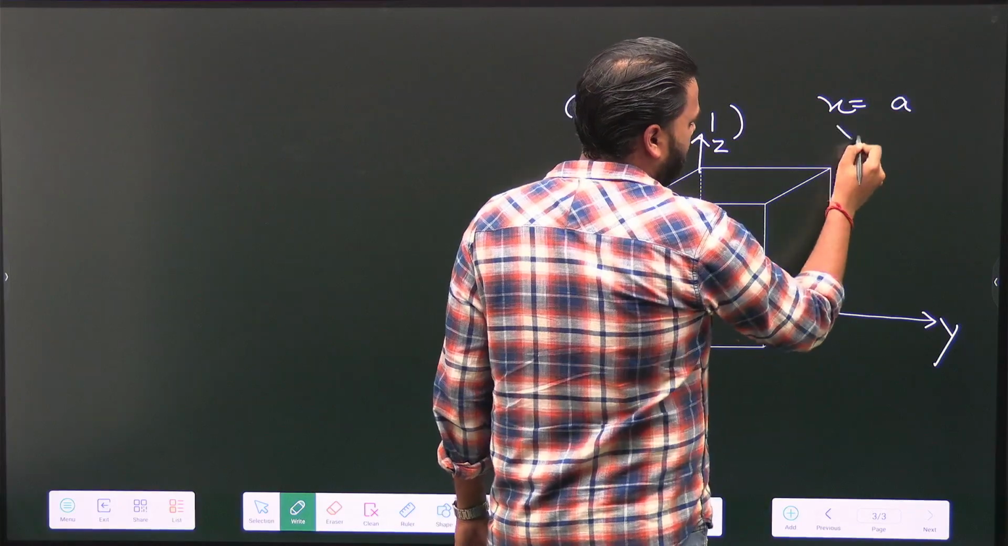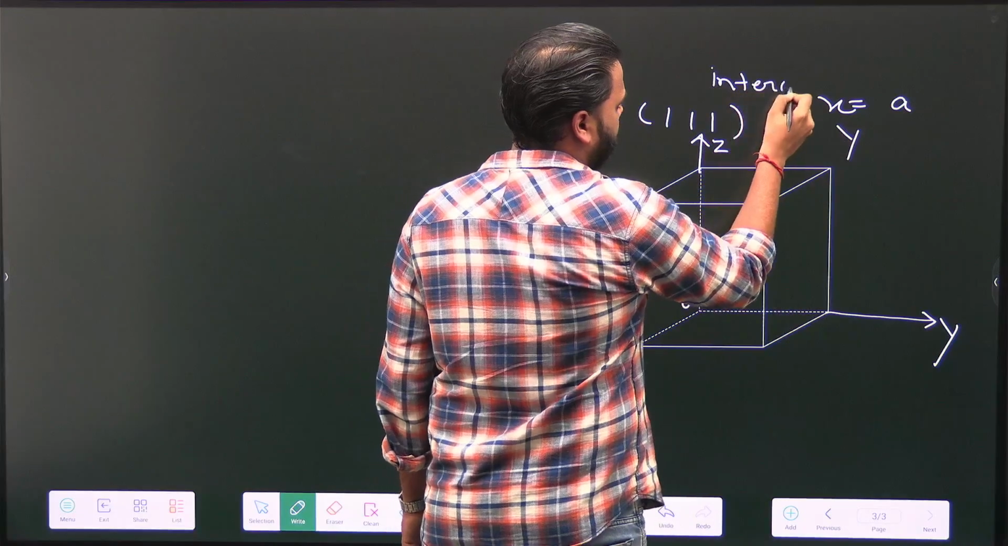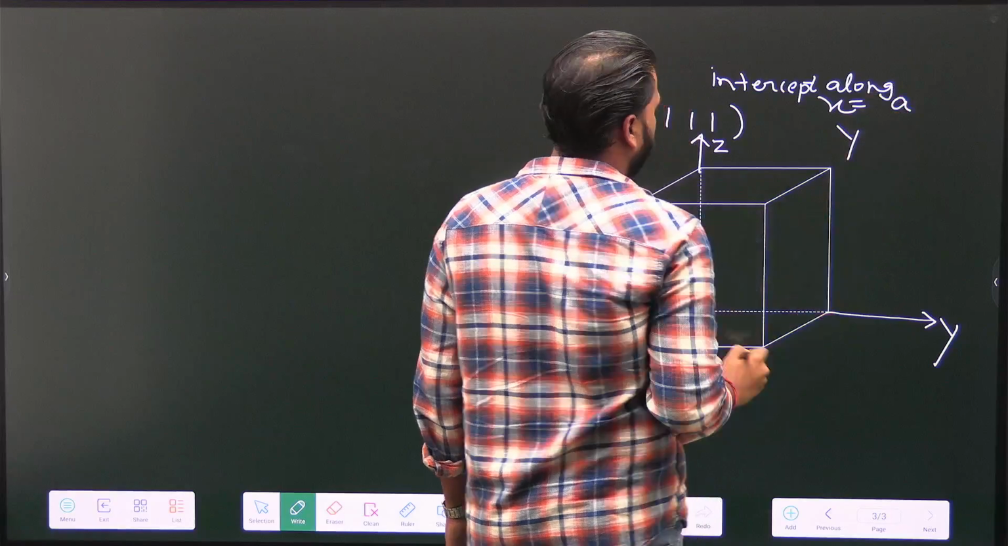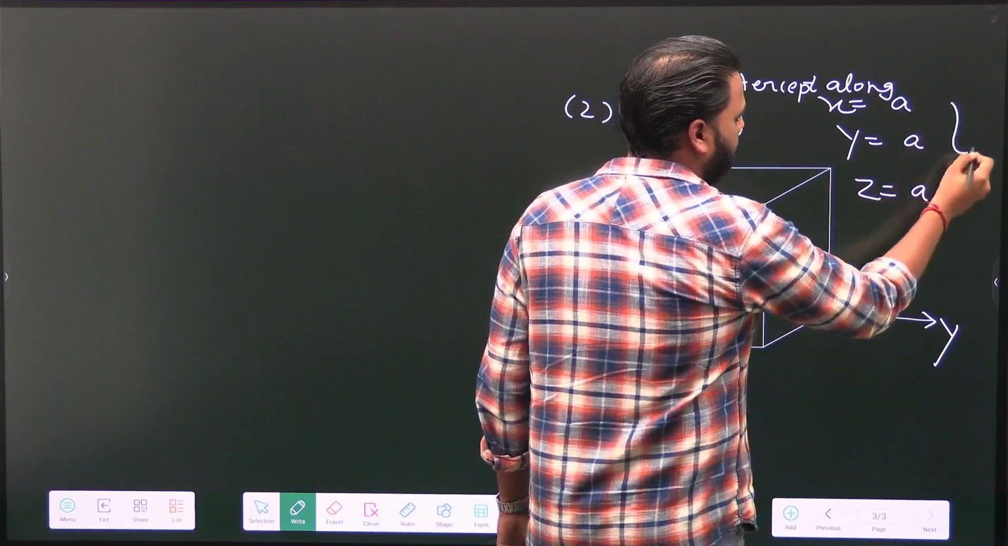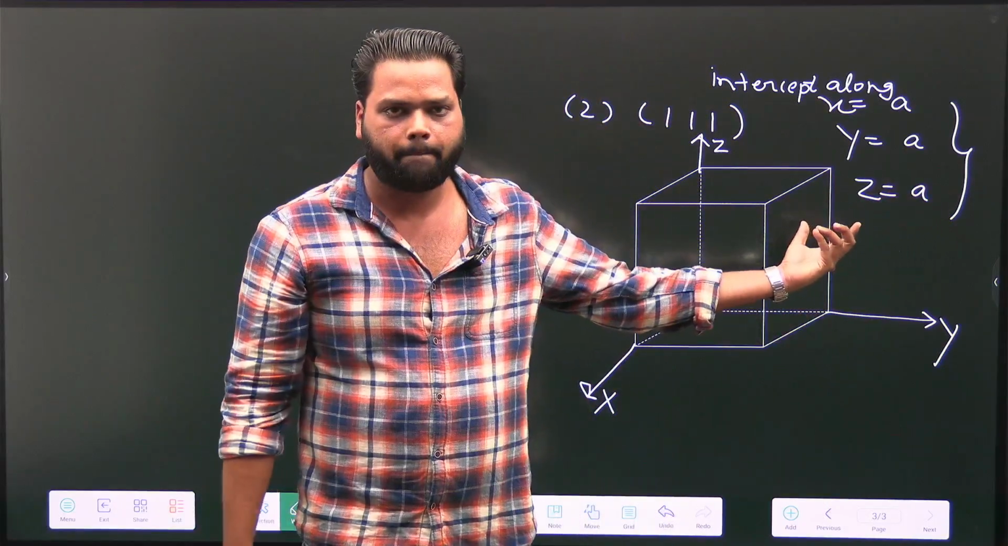A. Okay. Intercept along the x-axis will be A, along y will be A, and along z will also be A. Is it clear for everyone, or should I find it out by using HKL? Is it clear for everyone?